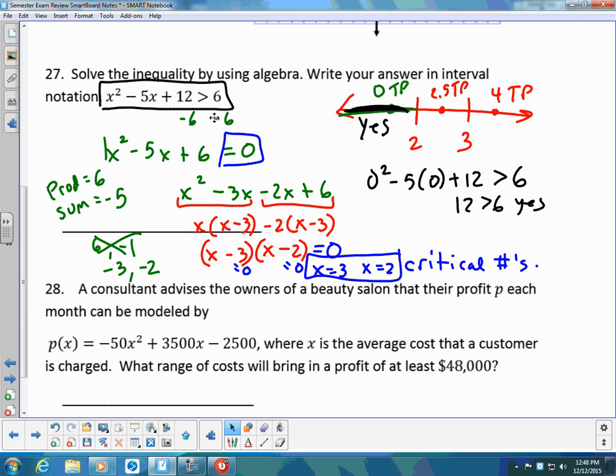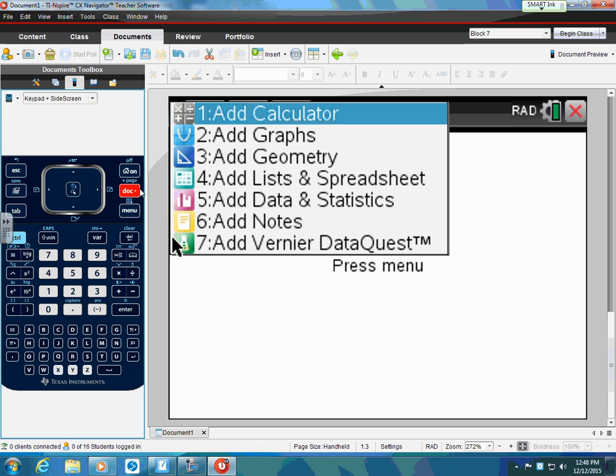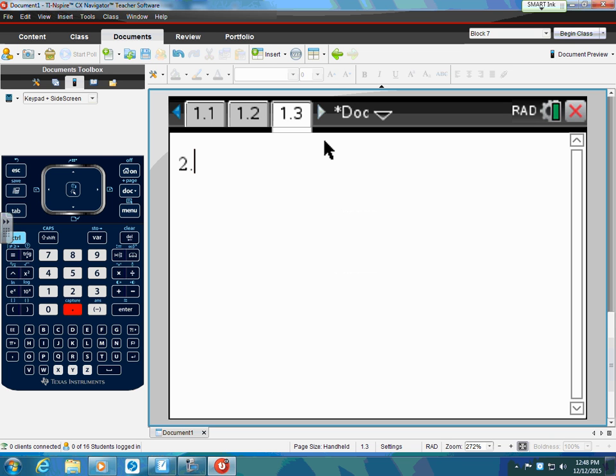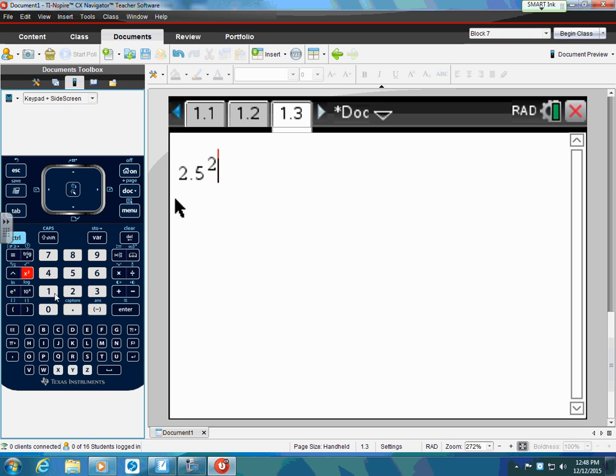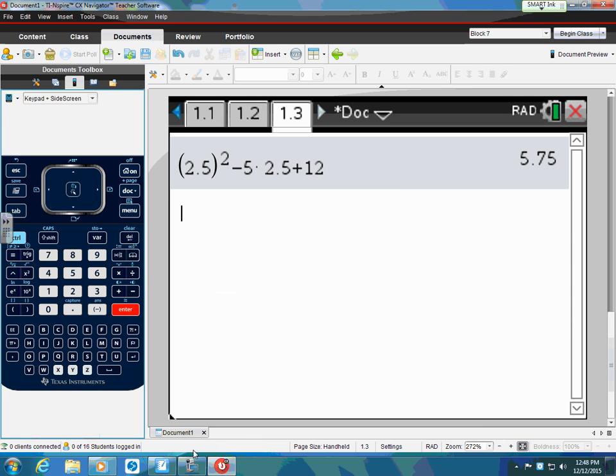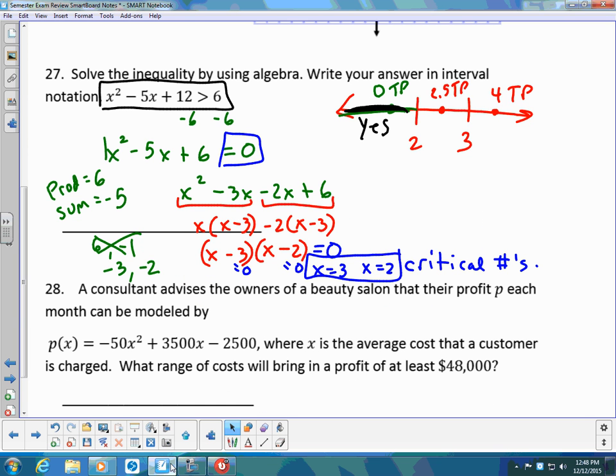Let's try the next one. I'm going to plug in 2.5. This one I might just use my calculator for. I want 2.5 squared minus 5 times 2.5. I am going to a calculator page. So I want 2.5 squared, and then minus 5 times 2.5, and then plus 12. I'm getting 5.75. Is that greater than 6? 5.75 is not greater than 6. That's what I got when I plugged in my test point of 2.5. That's a no, so I'm going to write a no right here.